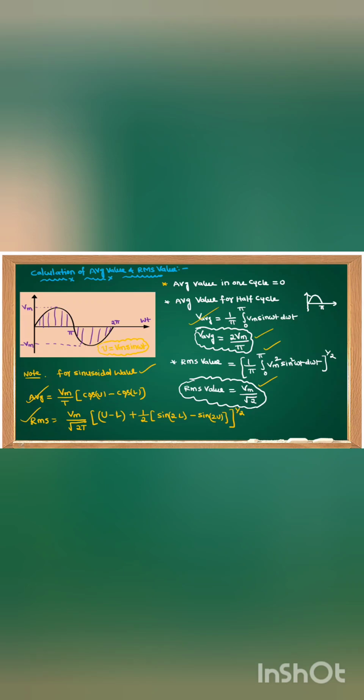But these direct formulas you have to apply only for sinusoidal shapes, not for every waveform. Please check it. Just a minute.